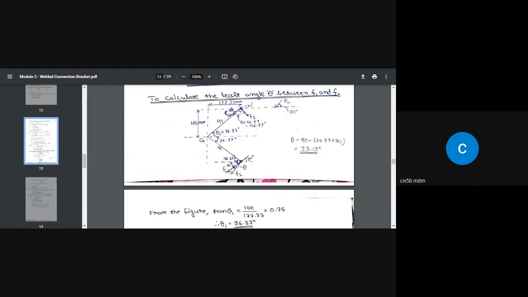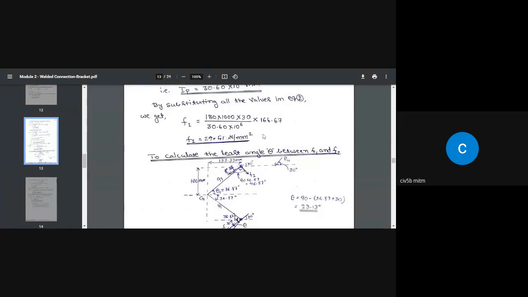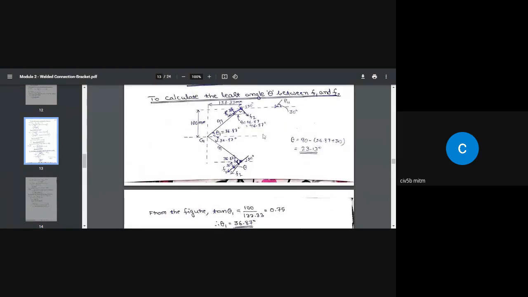This angle is 36.87. Plus, this angle is 90 degrees. So the total angle is 90 plus 36.87, 126.87. If you take cos of 126.87, that is going to become a minus sign. That will reduce the value of F. So this always acts perpendicular to this line.